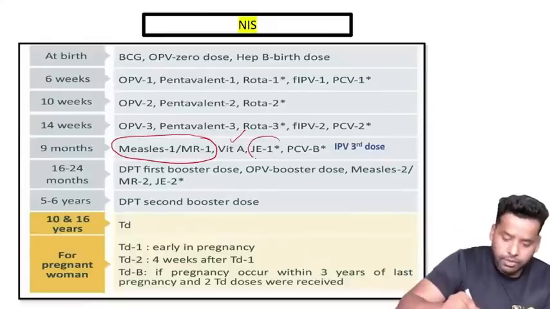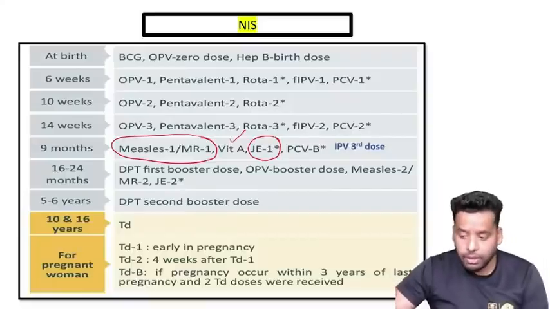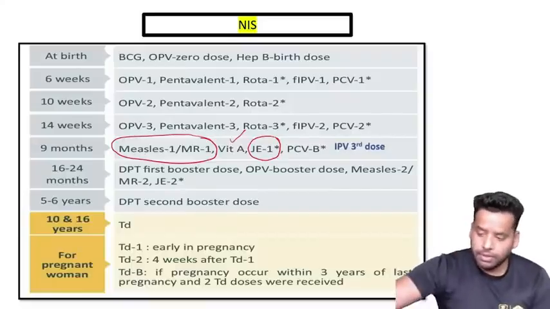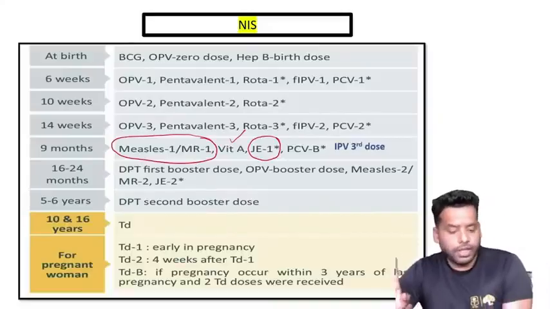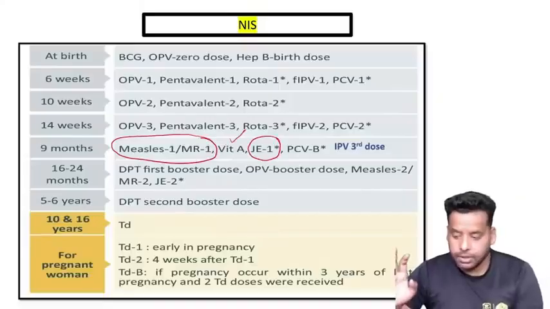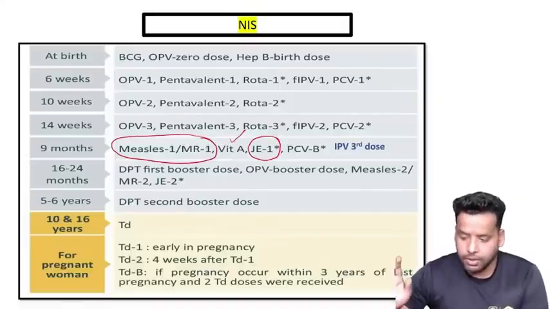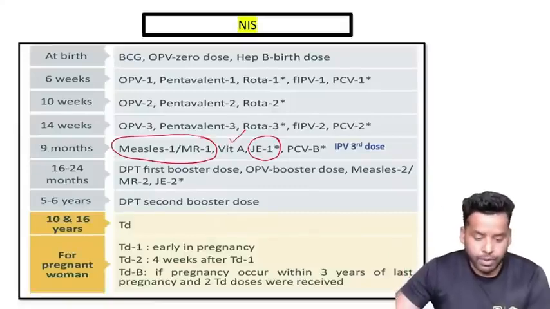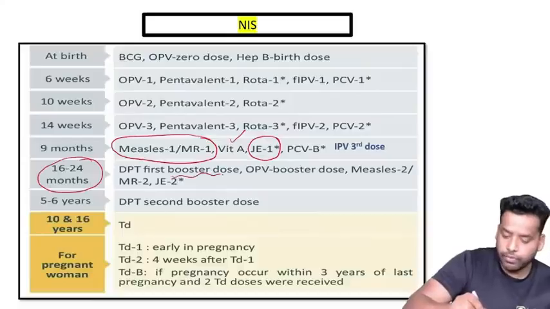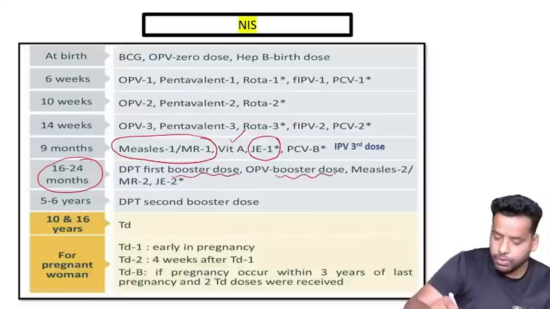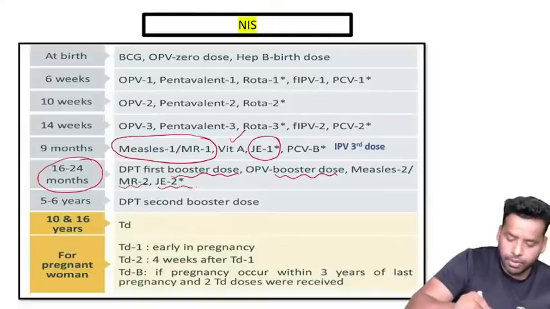Japanese encephalitis first dose in endemic states is given at what age? This is my question. 9th month. Yes, good. After 1 year, we are giving boosters: DPT first booster, OPV booster, measles or MR second dose, and Japanese encephalitis second dose.